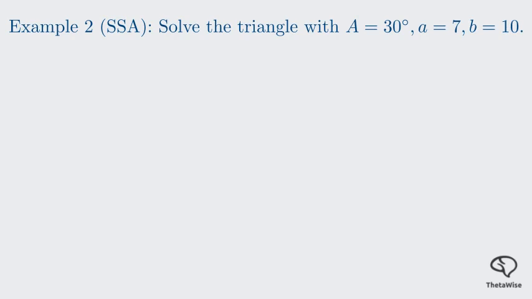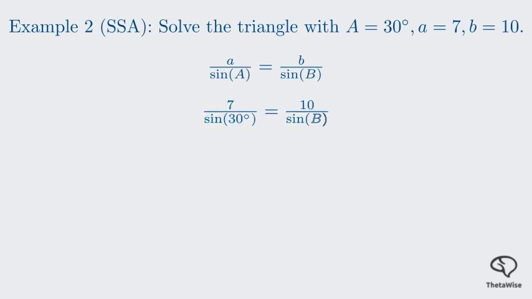Our first step is to find angle B using the law of sines. We set up the proportion A over sine A equals B over sine B. Plugging in our values, we get 7 over sine of 30 degrees equals 10 over sine B.